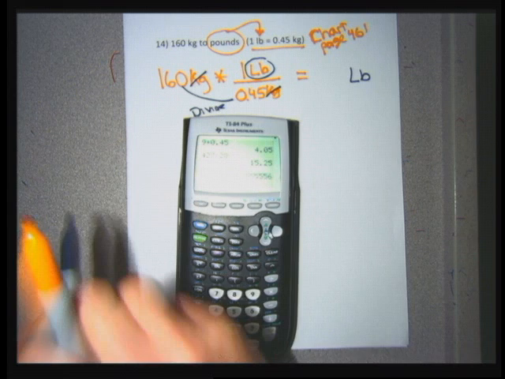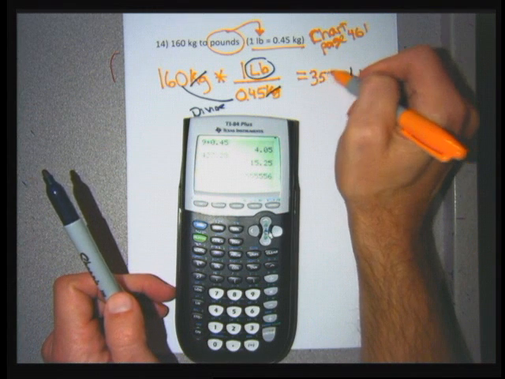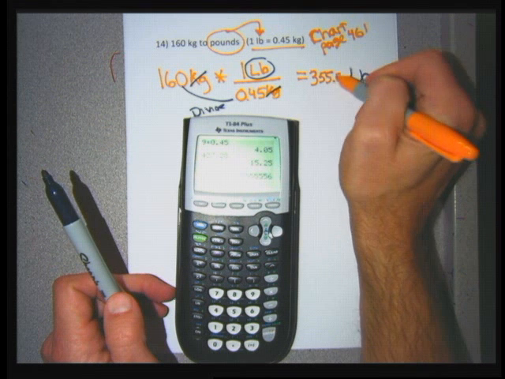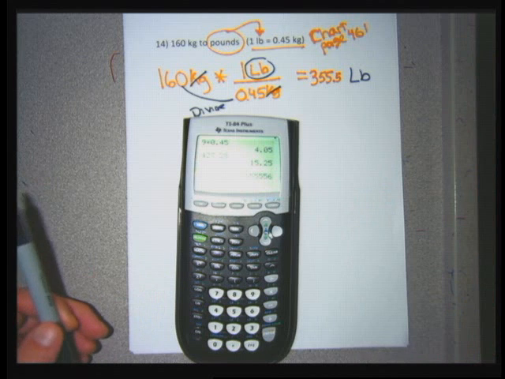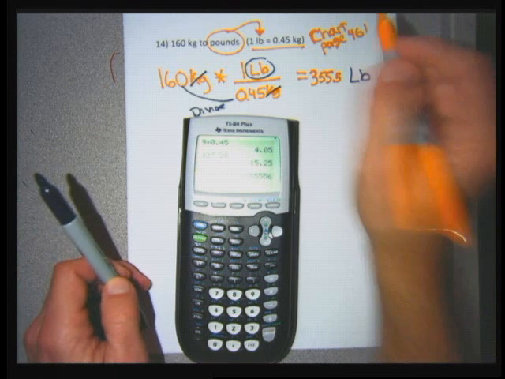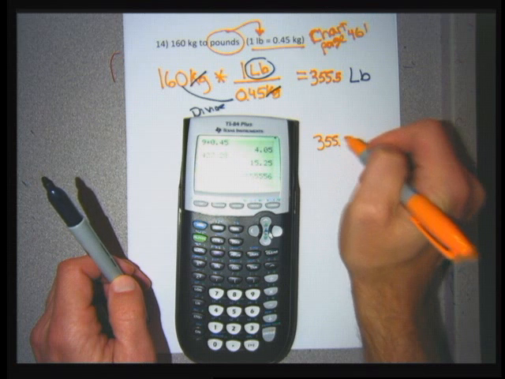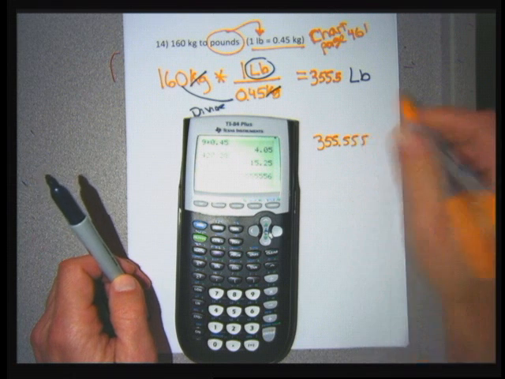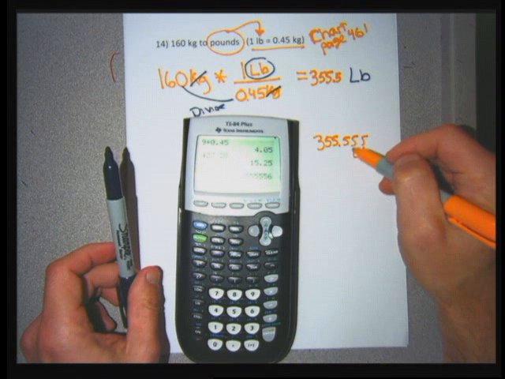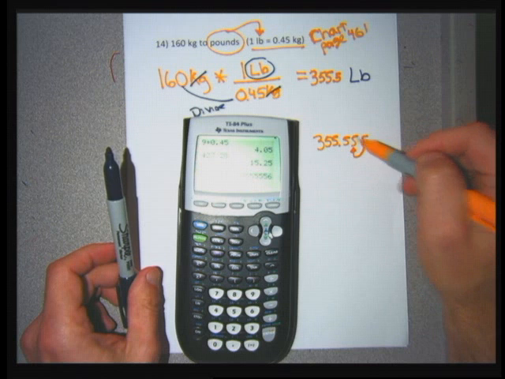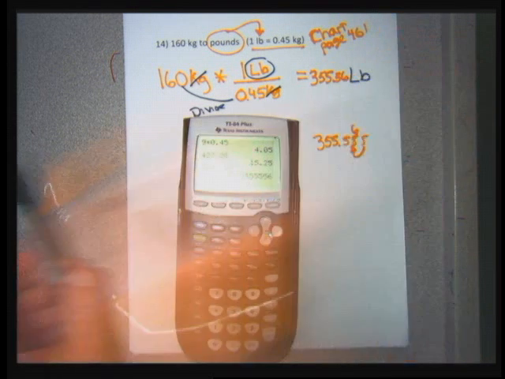And I don't know what to do in terms of rounding. The author just doesn't say about rounding, so I'm just going to round to 2 decimals, and my calculator gives me 355.555. To round to 2 decimals, I look at the number in the 3rd decimal position. If it's 5 or bigger, I round up. This 5 is going to cause me to round that 5 up to a 6. So I'm going to write 355.56 pounds.